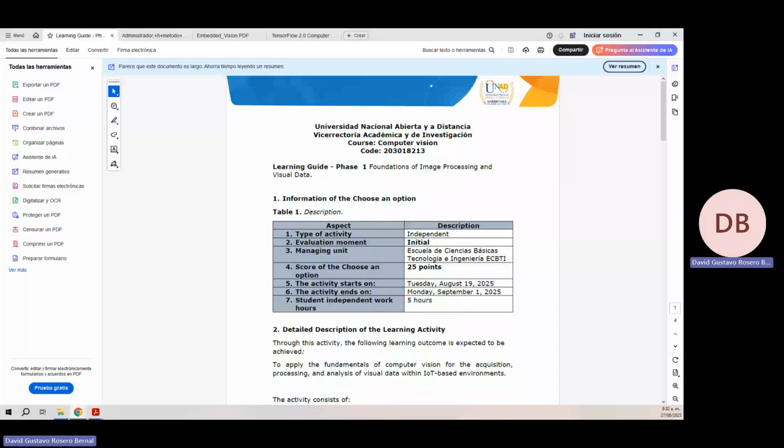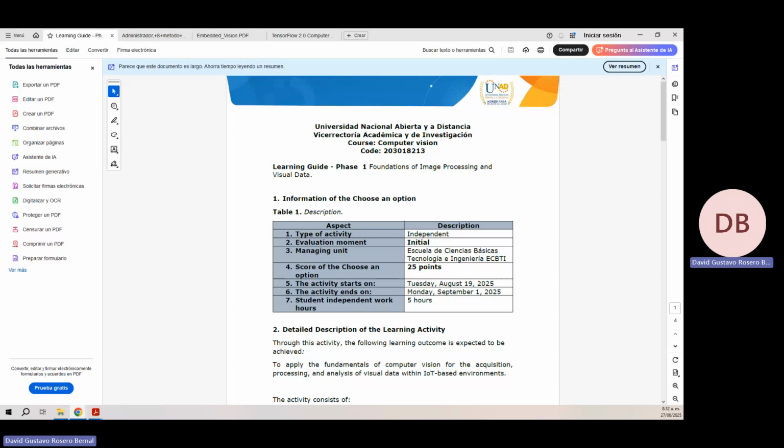Good morning, everyone. Today we are going to explore phase one of the Computer Vision course titled Foundations of Image Processing and Visual Data. This phase is the entry point to a fascinating discipline where computers learn to see, interpret, and act upon visual information.